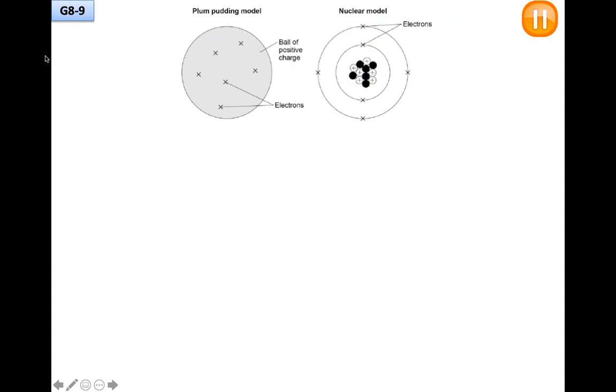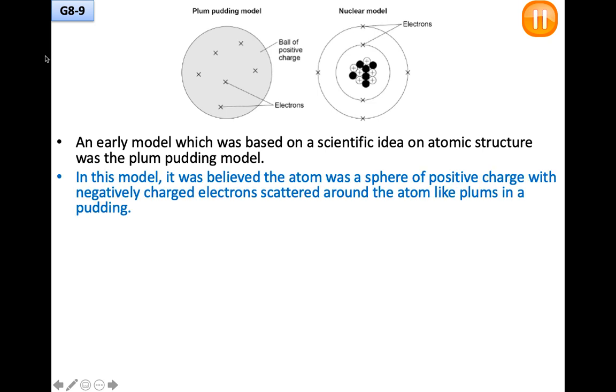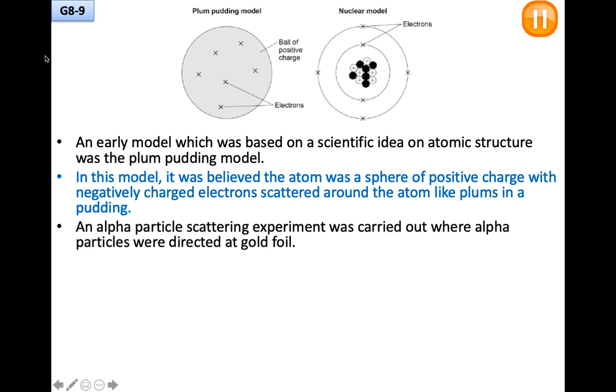Grade 8 to 9 was comparing the 2 models. An early model, which was based on a scientific idea on atomic structure, was the plum pudding, so that came first, the diagram on the left. In this model, it was believed the atom was a sphere of positive charge with negatively charged electrons scattered around the atom, like plums in a pudding.